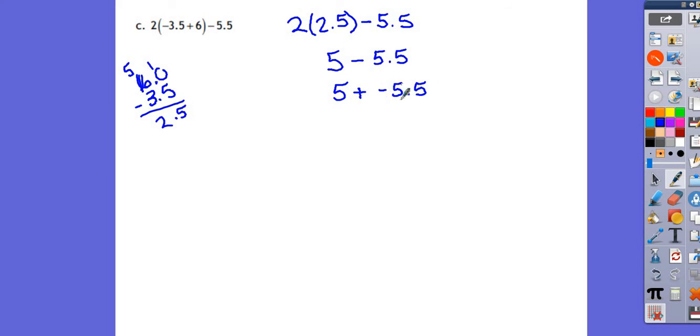See, I have a positive and a negative. That's different signs, so I subtract. So 5.5 minus 5, I'm left with 0.5. Keep the sign of the larger number. Larger number is this guy, so my answer is going to be negative 0.5.